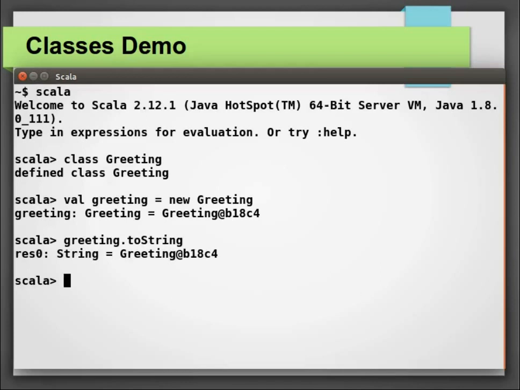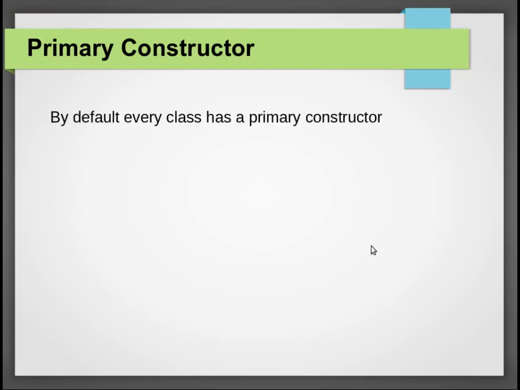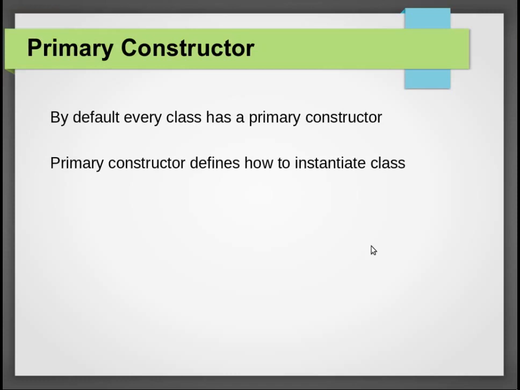Let us talk about primary constructor and class parameter to make our class a little bit more exciting. By default, every class in Scala has a primary constructor. The primary constructor defines how we instantiate a class. The constructor tells us about the parameters that are required to create the class. For example, in our greeting class, the constructor can enforce us to pass the name of the person to be greeted. The body of the class is the implementation of the constructor that we'll see in examples.